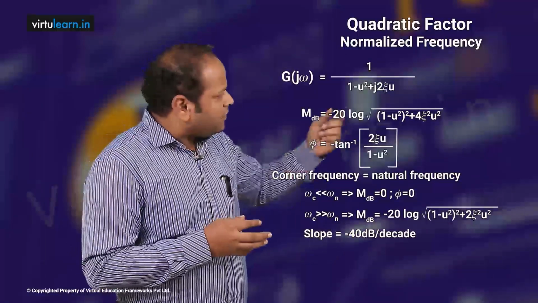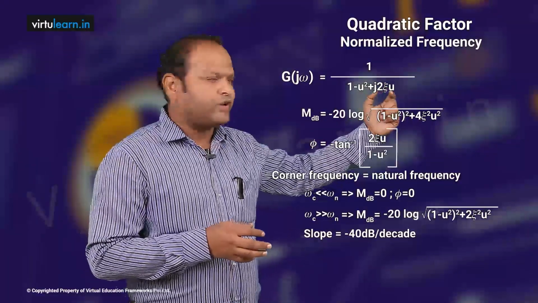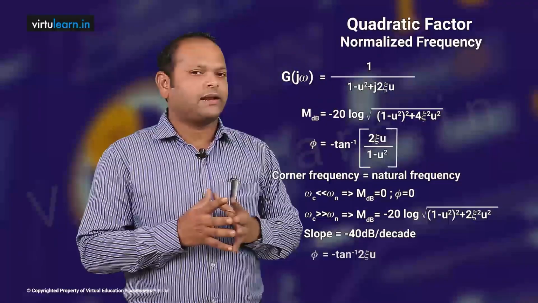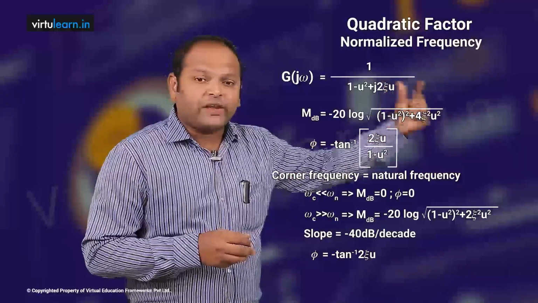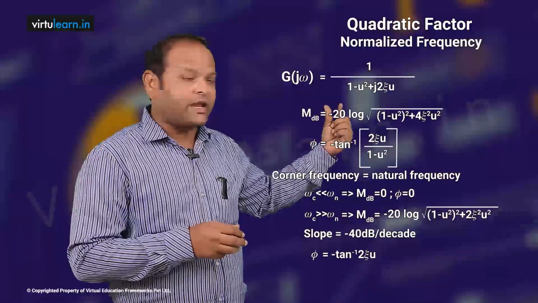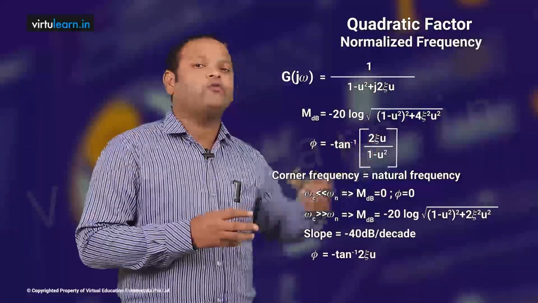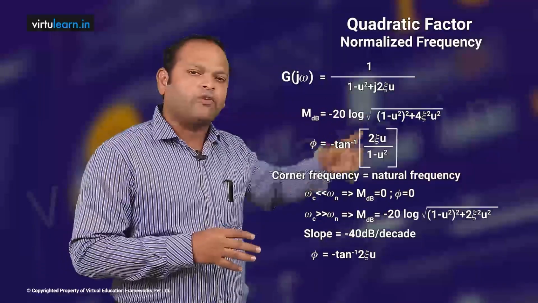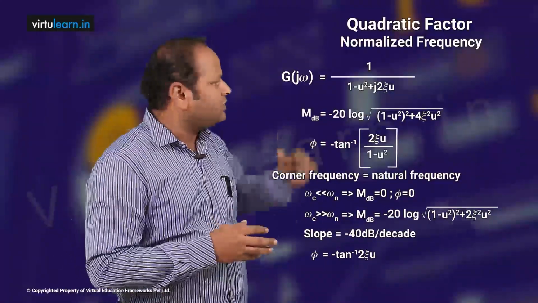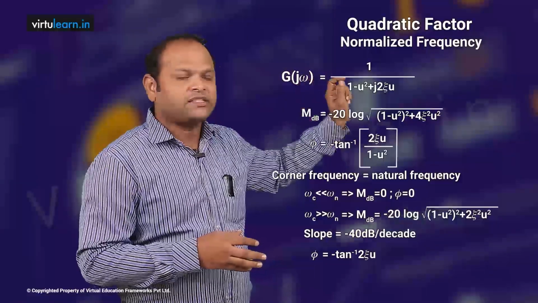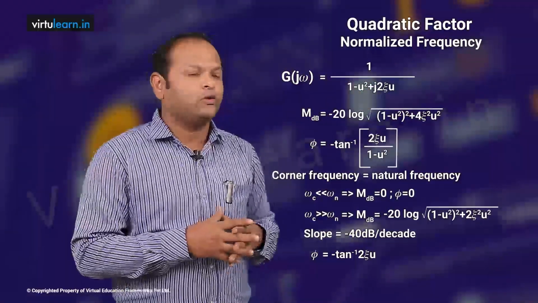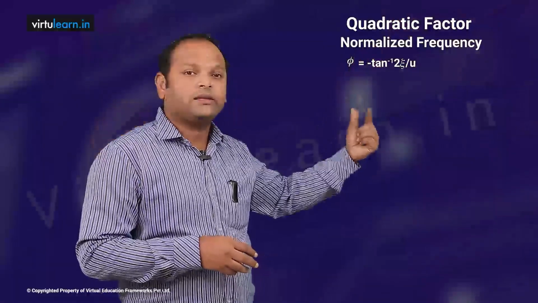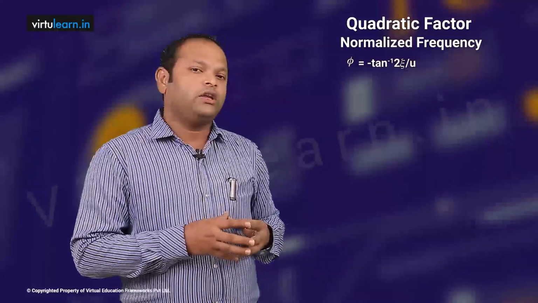For the quadratic factor, when u is very small, the phase angle is minus tan inverse 2 zeta u, directly we can write it. But when u is very large, the phase angle should be plus tan inverse 2 zeta by u. If you go back and refer to the phase angle expression, we can do some approximation and come up with these two results. One is phase angle is minus tan inverse 2 zeta u when u is a very small value. Similarly, phase angle is plus tan inverse 2 zeta by u, in this case divided by u, when u is very large.